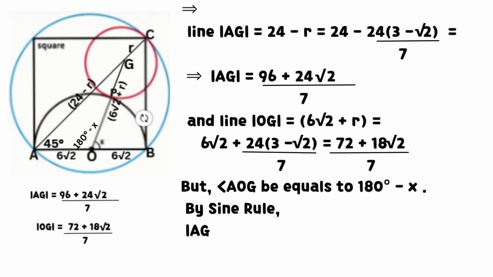Angle AOG equals 180 degrees minus x. It is because the sum of angles on a straight line equals 180 degrees. By sine rule, line AG divided by sine of 180 degrees minus x equals line OG divided by sine 45 degrees. We will substitute already known values and use trigonometric identity to simplify the value of sine 180 degrees minus x.